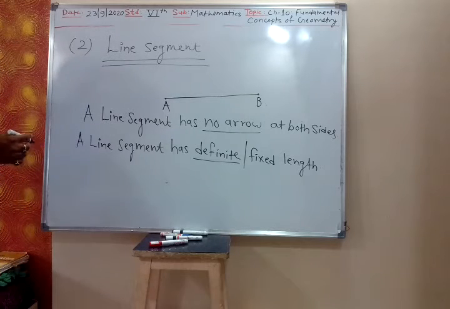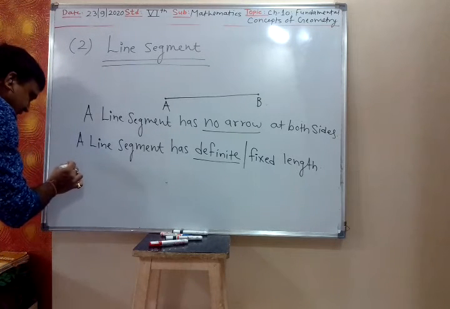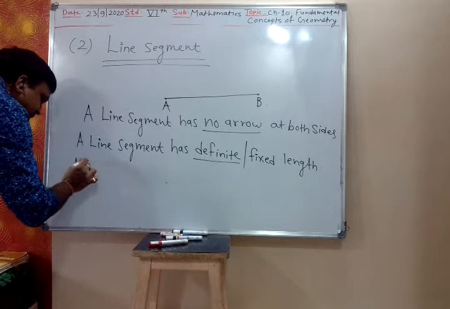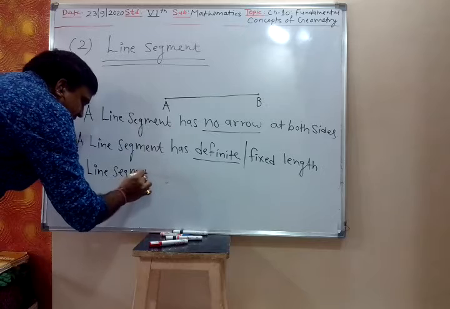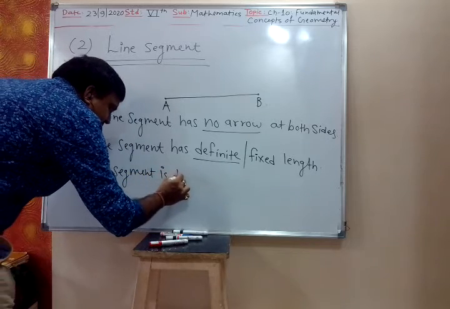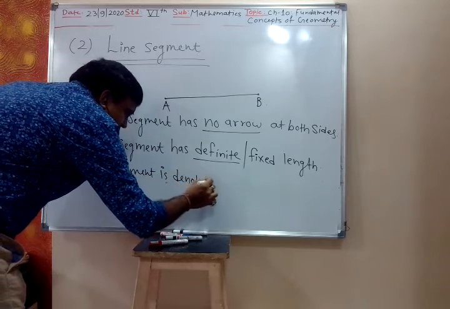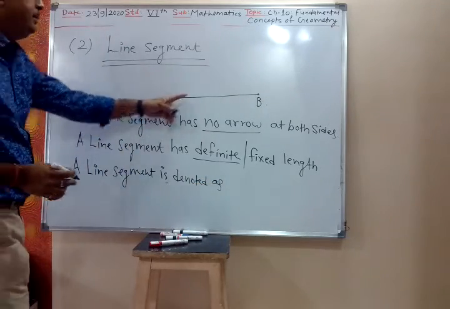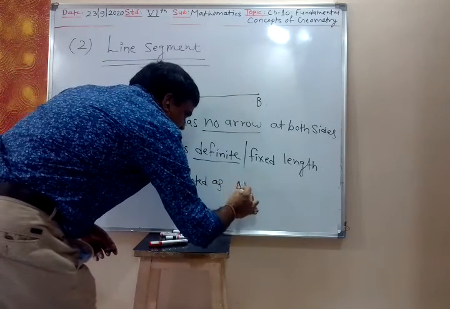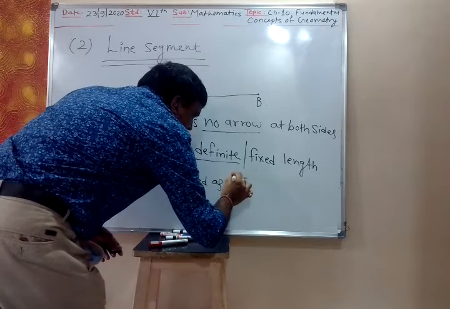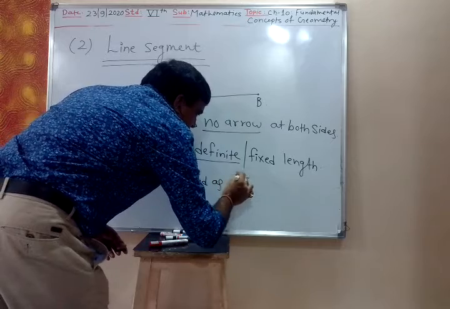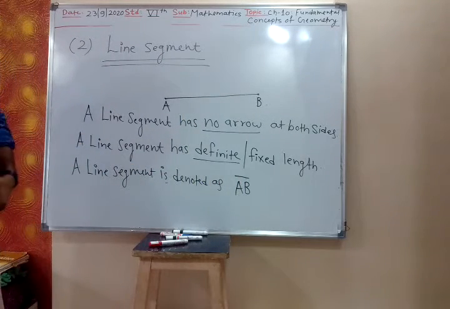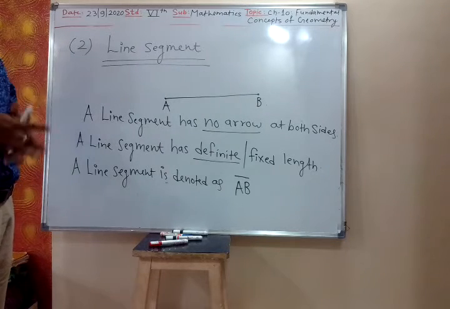A line segment is denoted as AB, and on the top of AB we write one horizontal line with no arrow. There is no arrow, so it is a line segment.